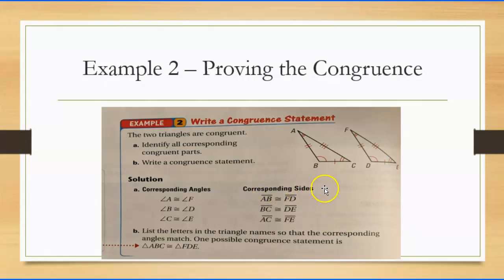And then your corresponding sides, AB is with FD. Don't tell me AB is with DF, because then you would have gotten it backwards. Then BC is corresponding to DE, and finally AC to FE. Now, I wouldn't want you to do any more than that. Of course, here you can show that your two triangles are congruent, but I wouldn't worry about writing any other kind of statement.